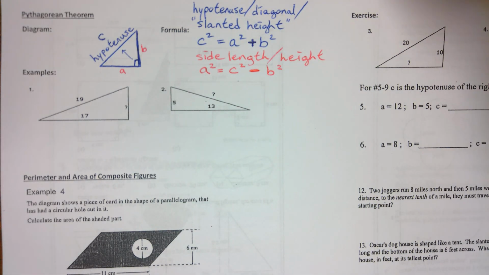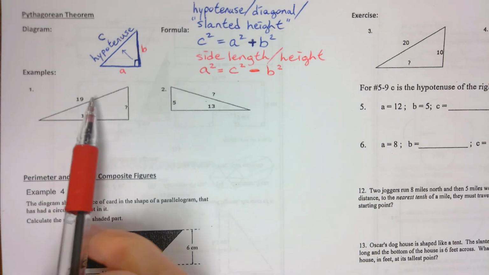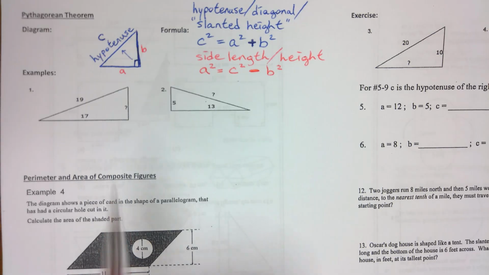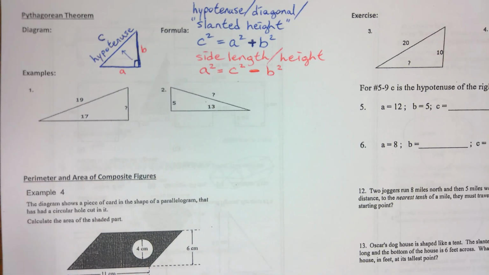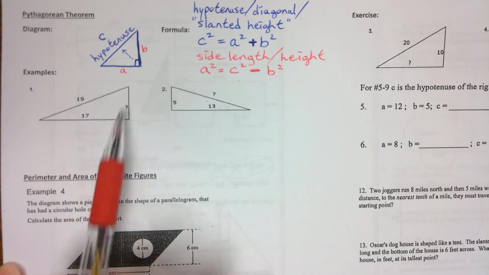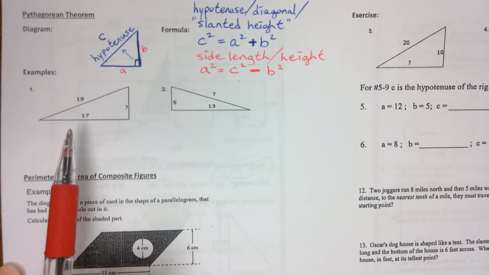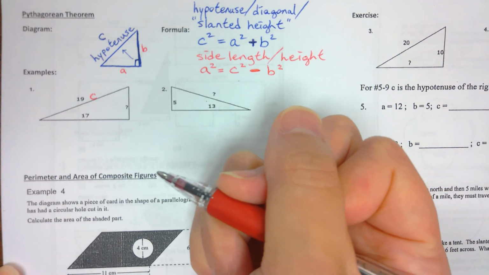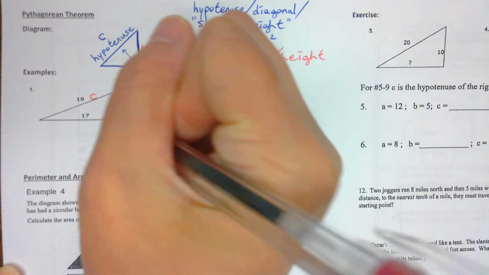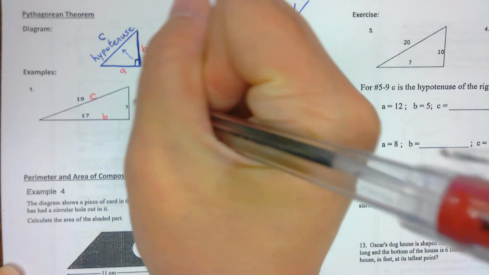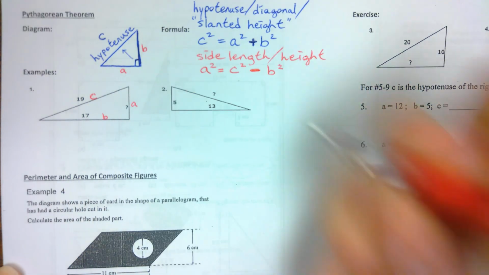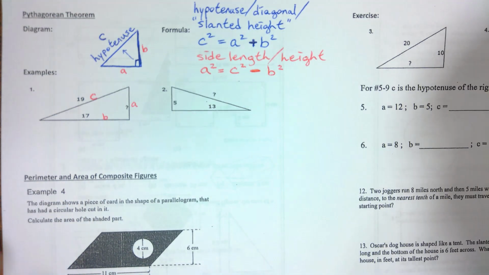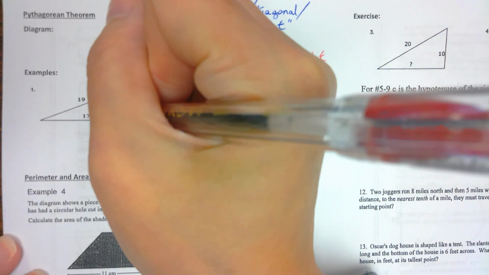Okay. So for this one right here, what's my A? What's my B? What's my C? In this example right here. Yeah, Jeremy. 19 is C. 17 is B, right? Okay. Yep. And then that's A. Good. Okay. I forgot the unit as well, so let's say it's meters.